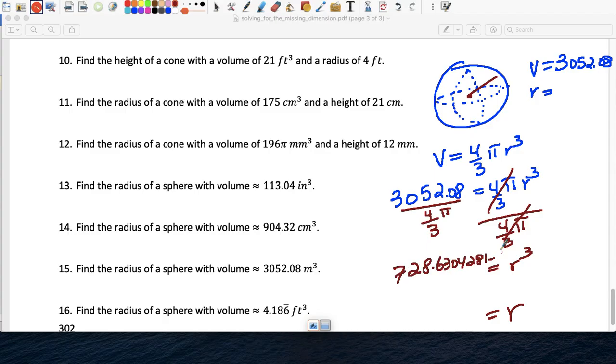We get 728.6304281... Now we're going to take the cube root of the right side and the cube root of the left side. So 3, function, cube root, and we get 8.998, so we're going to round this to 9, because I asked you to round to the nearest hundredth, and it becomes just 9.